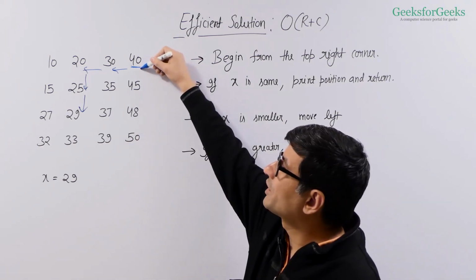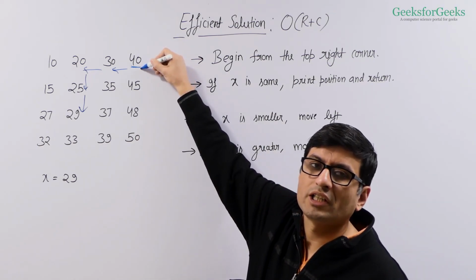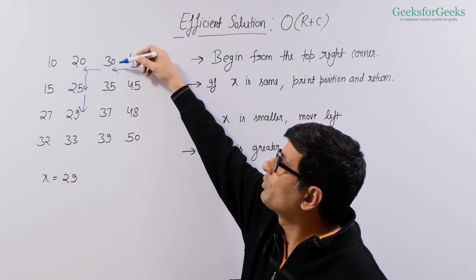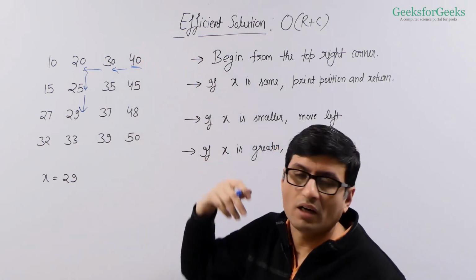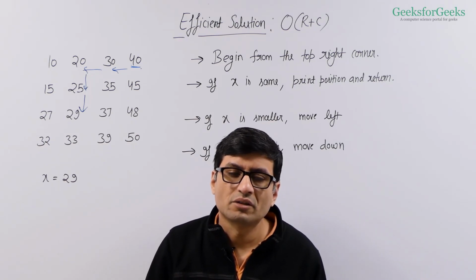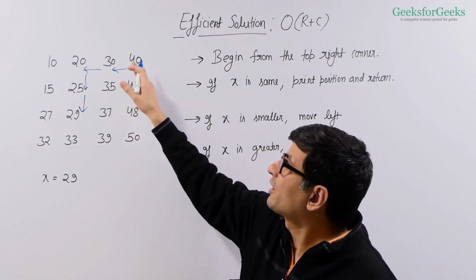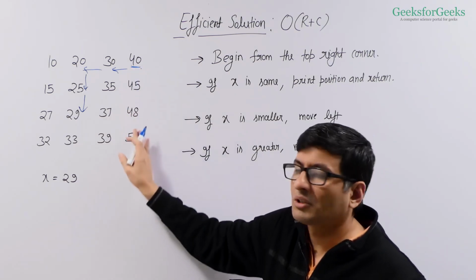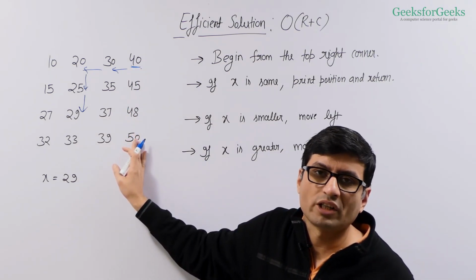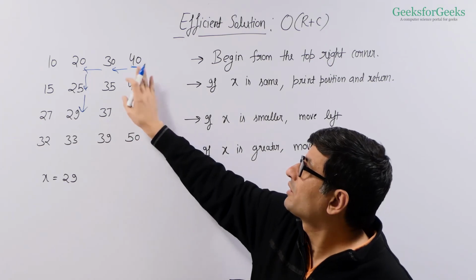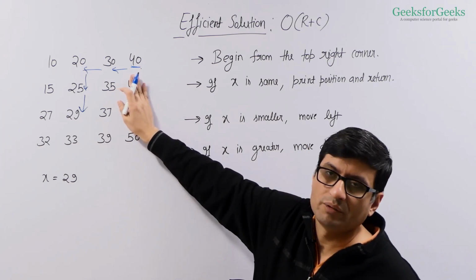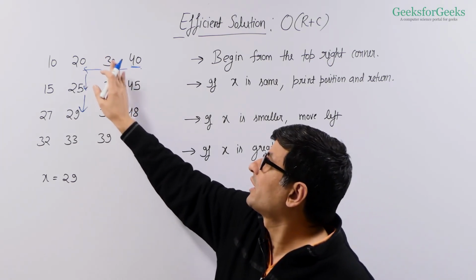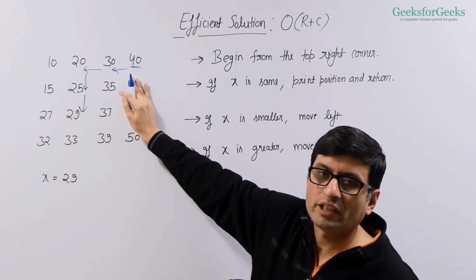We began from this element. Since 29 was smaller, we move to the left side. And are we not missing anything? Since this is greater, it means all these elements are also going to be greater because it's a column-wise sorted matrix, right? So we can safely skip all these 3 elements. When we moved to the left side, we actually skipped these elements, right?